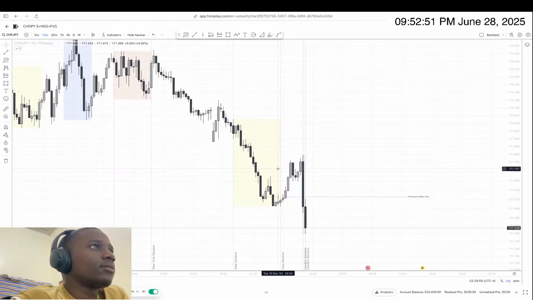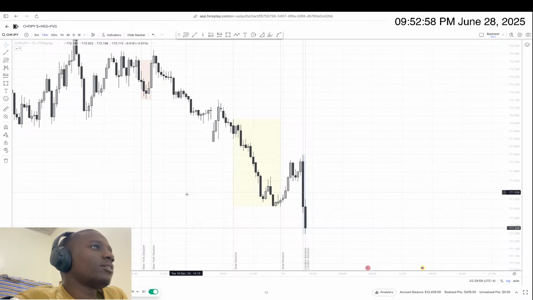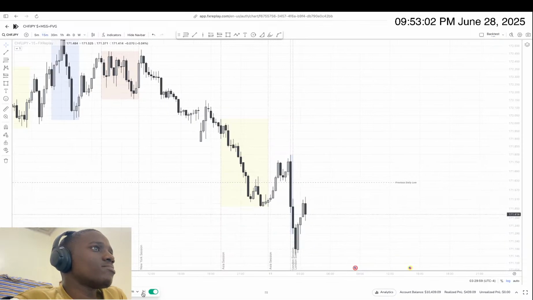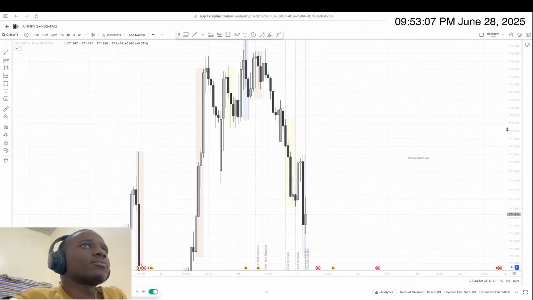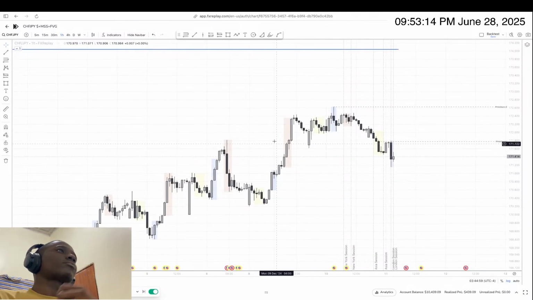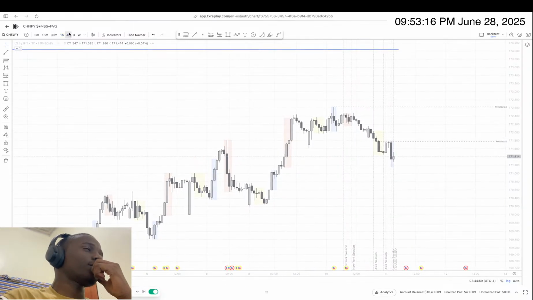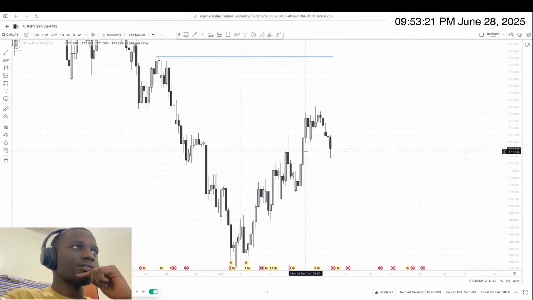Okay, we get a nice sweep of this high, then a shift in structure. No retracement so far. Shift in structure was here and here. But why would we be bearish? Because, well, we have some relatively equal lows here, and going on the 4-hour, the only reason to be bearish would be filling these gaps inside here and this one right here.